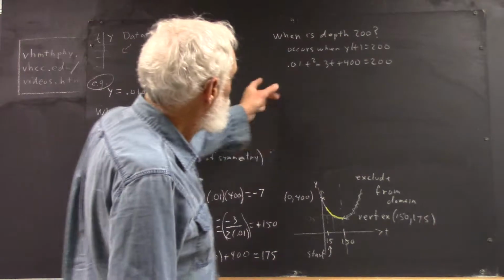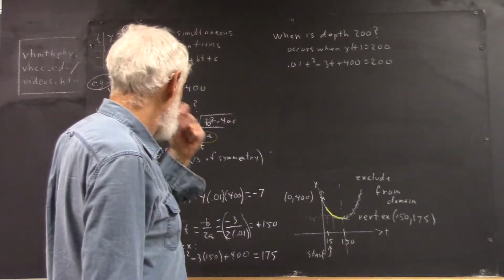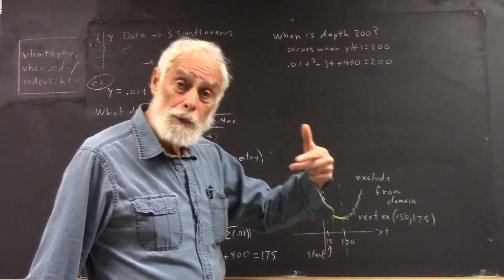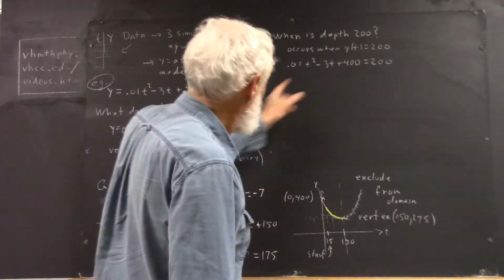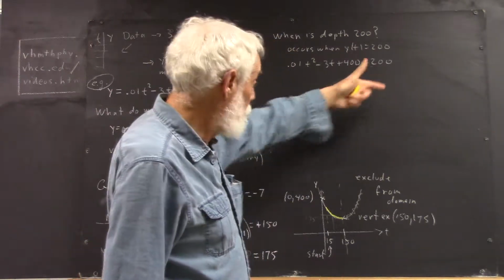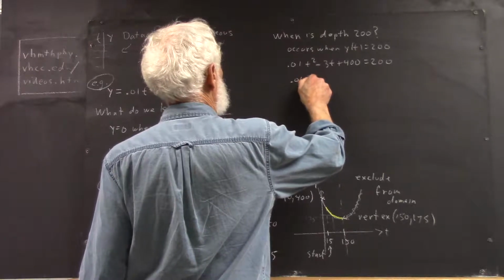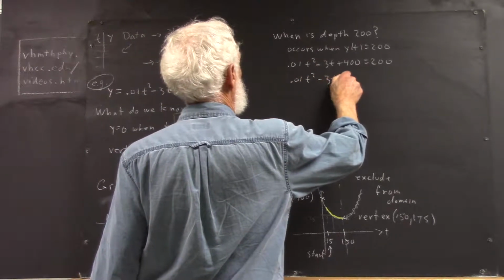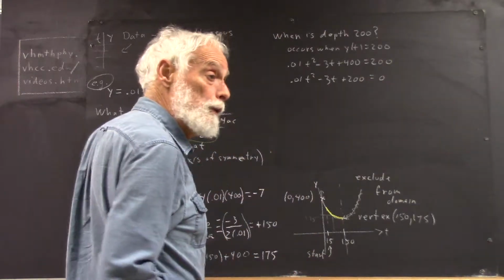Okay, so this is a quadratic equation. And the quadratic equation, of course, has to be in the form a t squared plus b t plus c equals 0. And this doesn't have equals 0 here, does it? So we have to subtract the 200 from both sides to put it in this form. And now we can apply the quadratic formula.